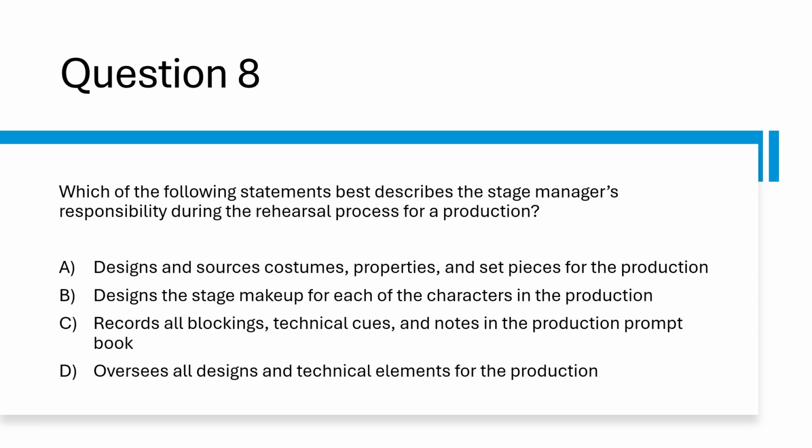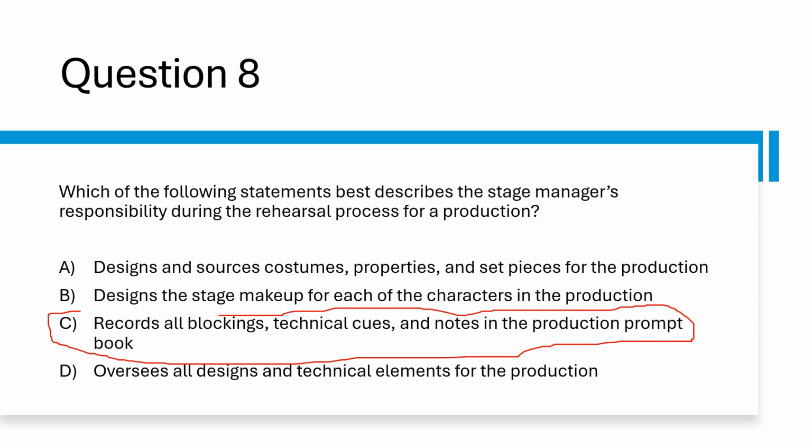D says, oversees all designs and technical elements of the production. So we've gone back into overseeing the designs and technical things. Now, as I said, the stage manager would not do any designing, and so A, B, and D would be eliminated, leaving us with C as our preferred response. And of course, it captures what our stage manager actually does during a rehearsal: records all the blockings, whatever the technical cues are, and whatever those notes are, in that prompt book.